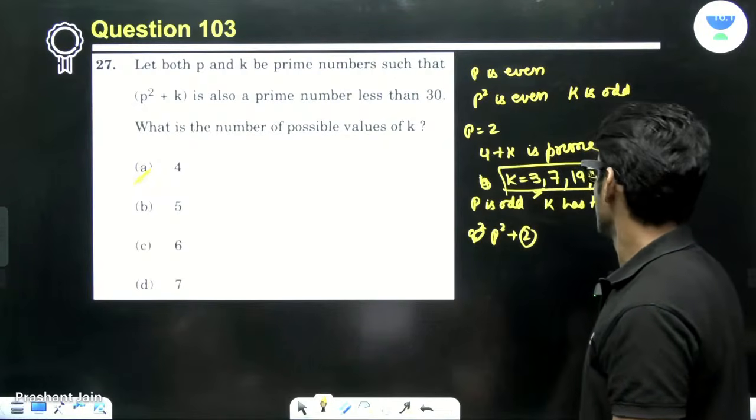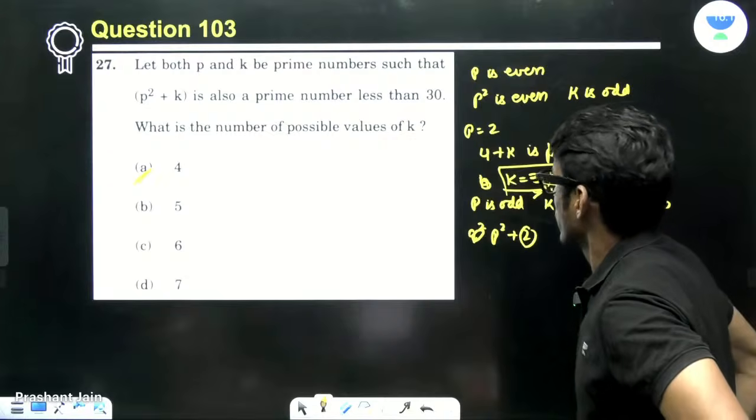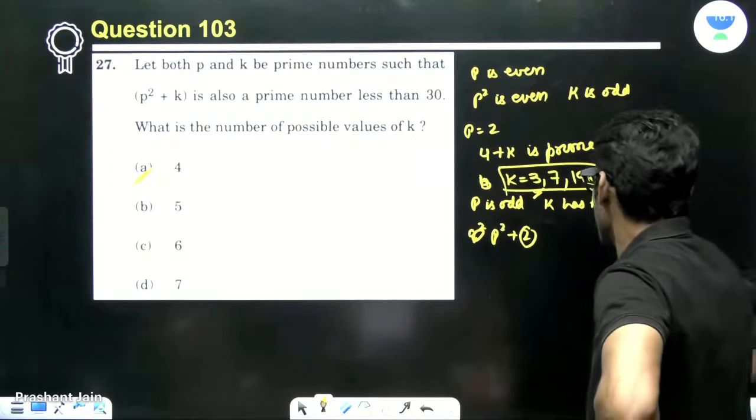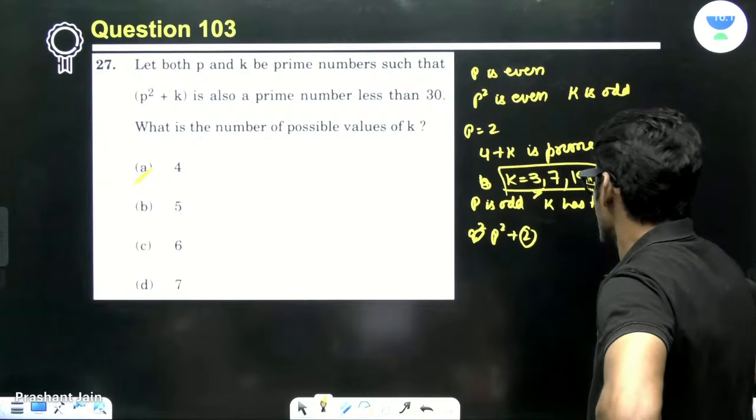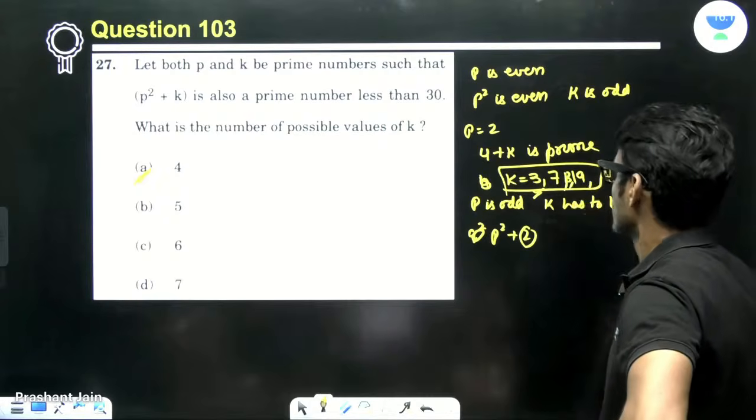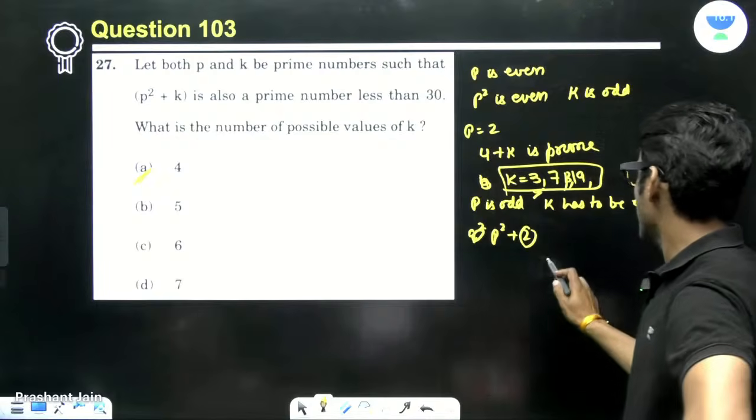Let's check again. 3 is done. You cannot take K as 1. 5 you cannot take. 7 you can take. 9 is not a prime number. 11 you cannot take. 13 we have missed. 13 was also there. So 5 possible values.